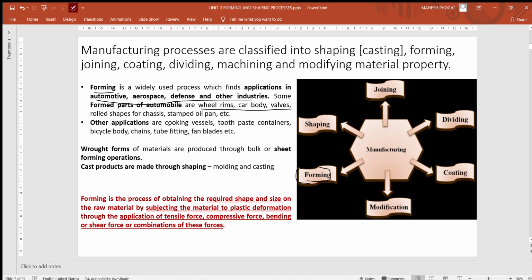In our day-to-day life, your cooking vessels, toothpaste containers, bicycle bodies, and all these kinds are also made by the forming processes. So what do you mean by forming process? What actually does this mean?